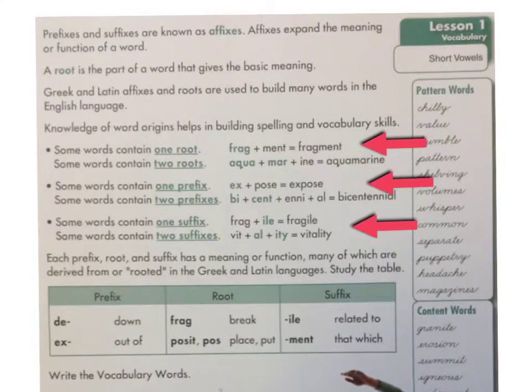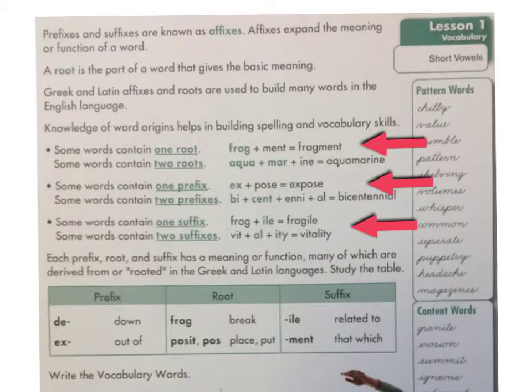There are 3 things they show you, and this year we'll be looking at the root words. As you see right here, it talks about how some words have 1 root, some have 2 roots, and they give you examples like fragment. Frag is the root of that word, and some of them have 2, like aquamarine: aqua and mar. So the roots are the part of the word that holds the anchor meaning, is the way I like to look at it. And then you have prefixes and suffixes.